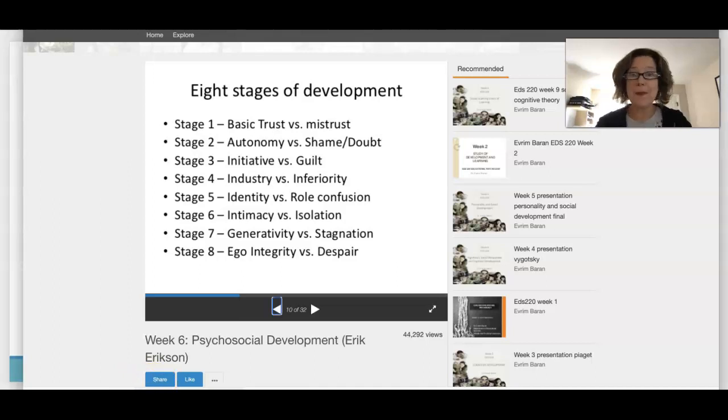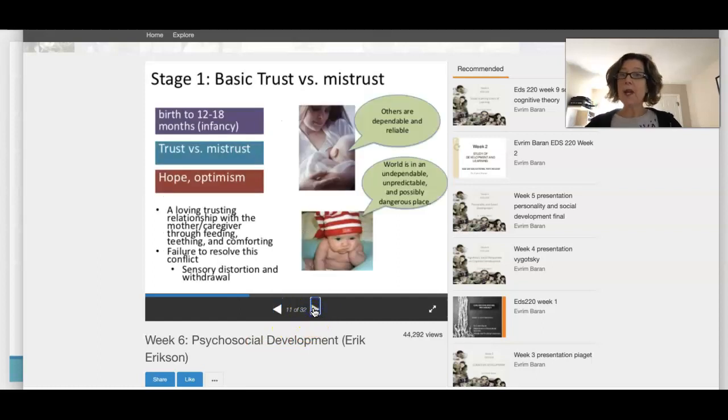All right, here we go. Now I have it set up. So I'm going to be using a slide share by Dr. Evren Baran from the University of Iowa, as the pictures are really demonstrative of the particular stages. So here we go. So let's look at these stages now.